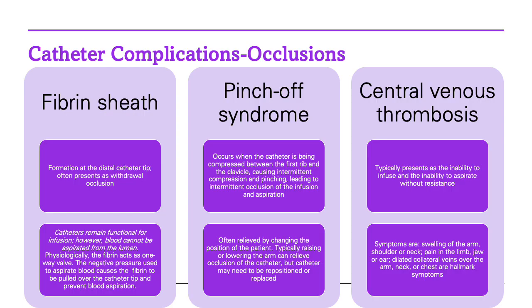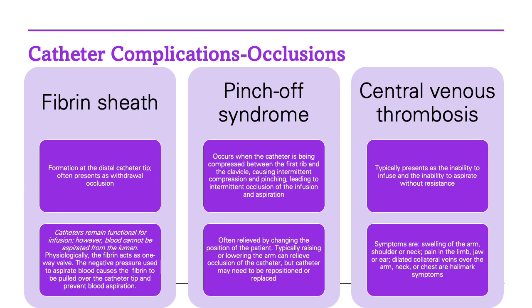prevents blood aspiration. Pinch-off syndrome occurs when the catheter is being compressed between the first rib and the clavicle, which causes intermittent compression and pinching, leading to intermittent occlusion of the infusion and aspiration. It's often relieved just by changing the position of the patient. Typically, raising or lowering the arm can relieve the occlusion of the catheter, but the catheter may need to be repositioned or even replaced if it keeps happening.